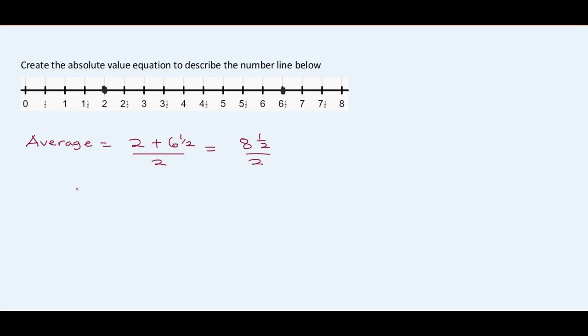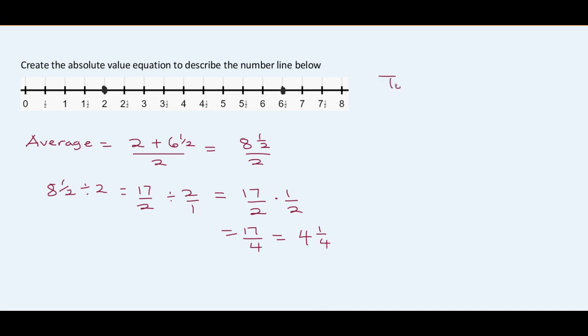So let's get these fractions simplified. 8.5 divided by 2 is the same as 17 over 2 divided by 2 over 1. And so we change to a multiplication and flip the right hand side. So it's going to be 17 over 2 times 1 over 2, which is 17 over 4. And when we simplify this, this should give us 4 and 1 over 4.